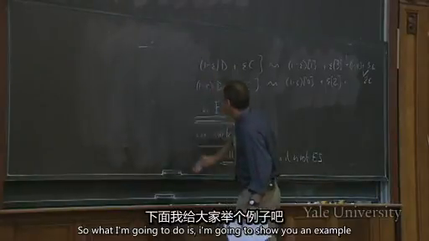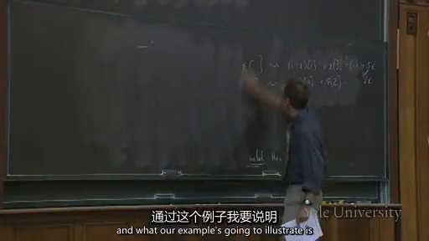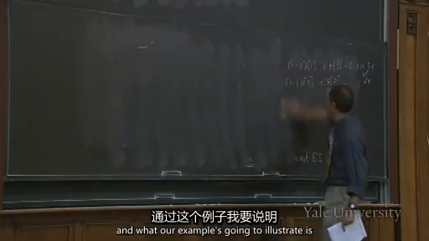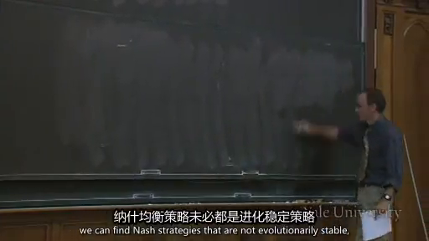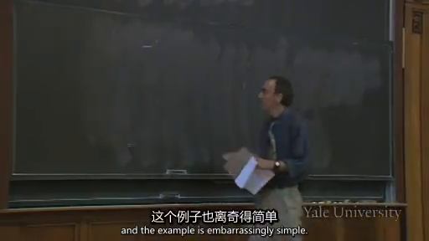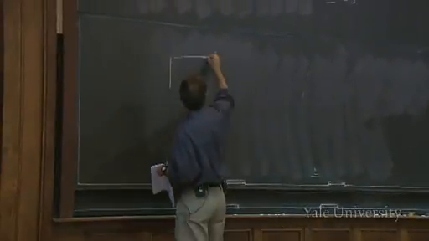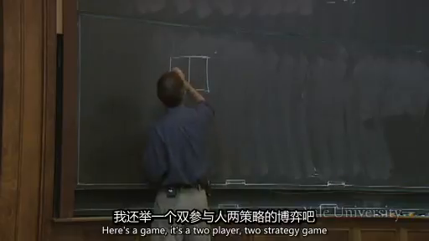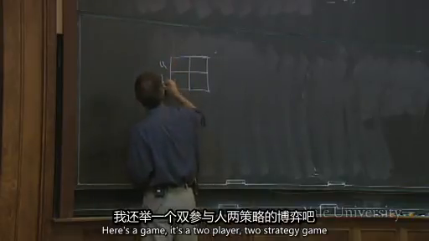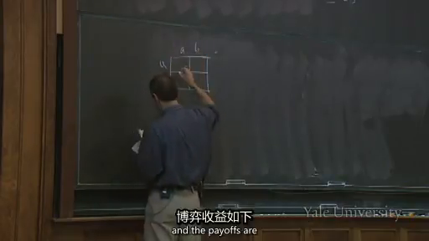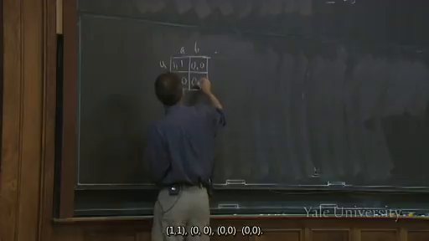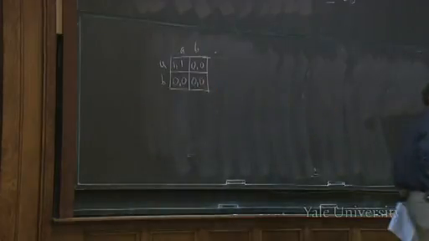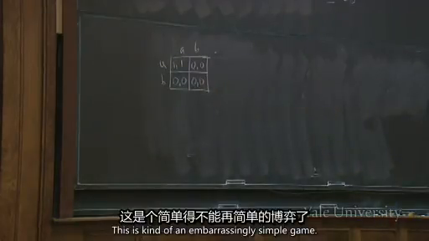All right, so what I'm going to do is show you an example, and what this example is going to illustrate is that we can find Nash strategies that are not evolutionarily stable. And the example is embarrassingly simple. Here's a game. It's a two-player, two-strategy game, and the payoffs are 1-1, 0-0, 0-0, 0-0. This is an embarrassingly simple game.